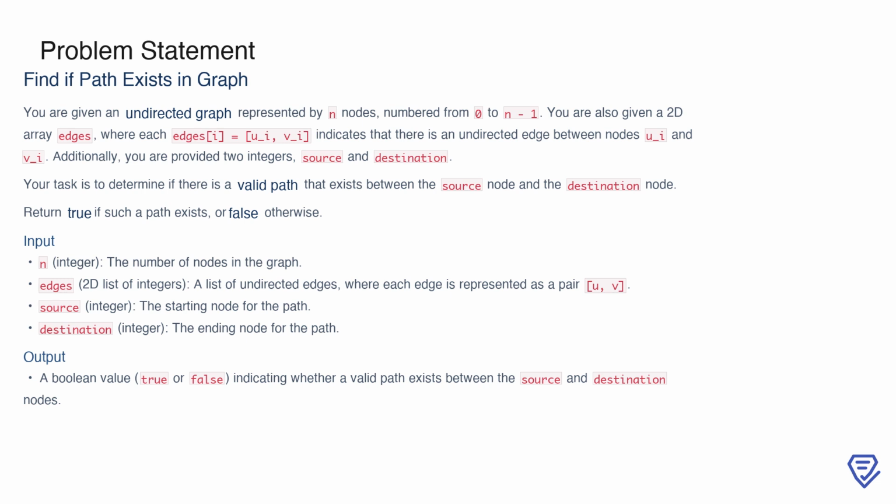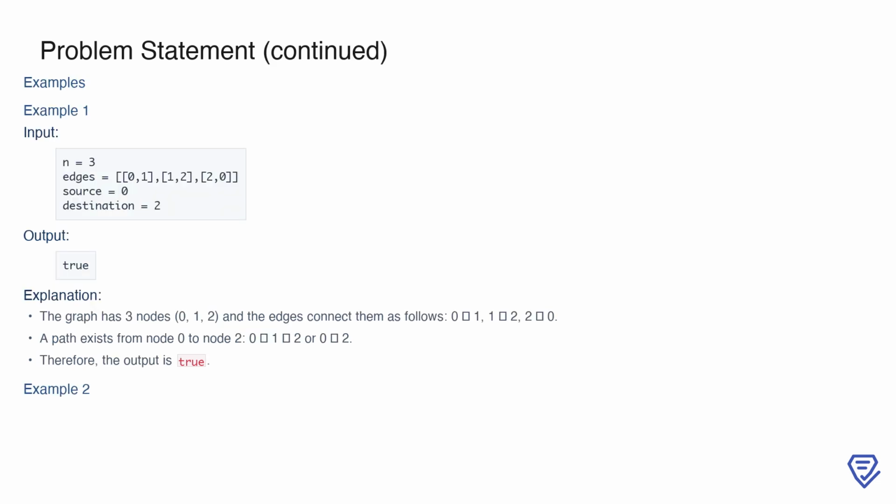The inputs include the number of nodes n, the list of edges, the source node, and the destination node, while the output is a simple true or false indicating the existence of the path. Let's look at an example to clarify the problem. Suppose the graph consists of three nodes with edges defined as [0,1], [1,2], [2,0]. The source node is 0, and the destination node is 2. The graph structure allows us to visualize that node 0 is connected to node 1, which is connected to node 2, and node 2 is connected back to node 0. This means that there are multiple paths from node 0 to node 2, such as 0, 1, 2 or directly 0, 2. Because at least one valid path exists, the output for this input is true.